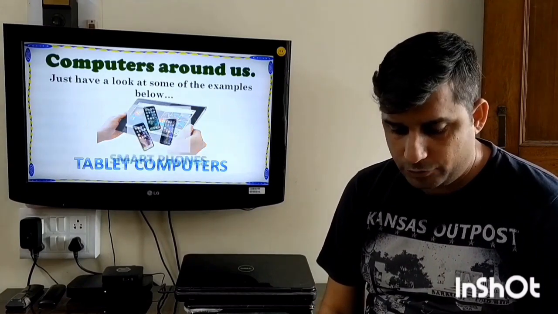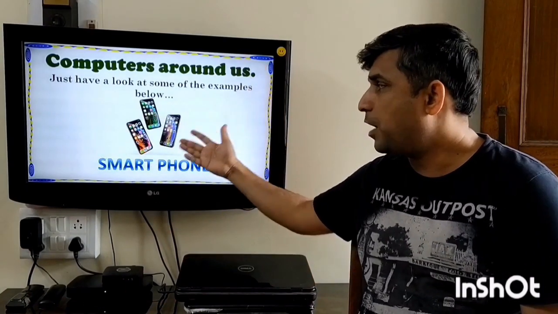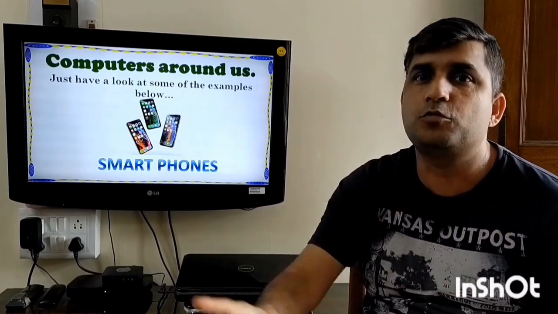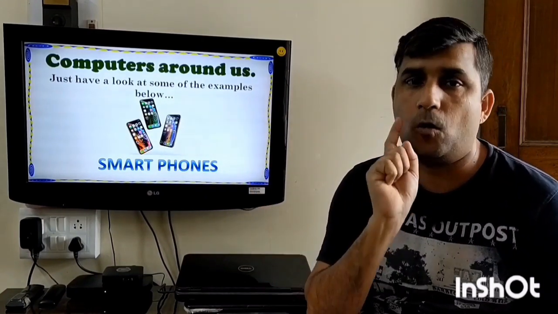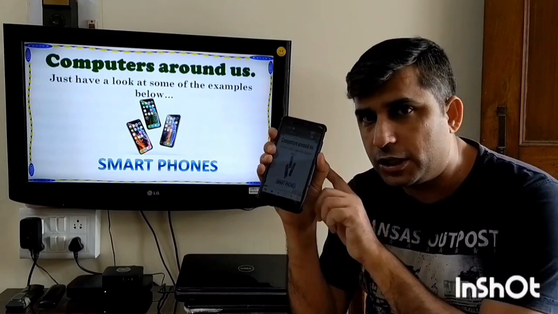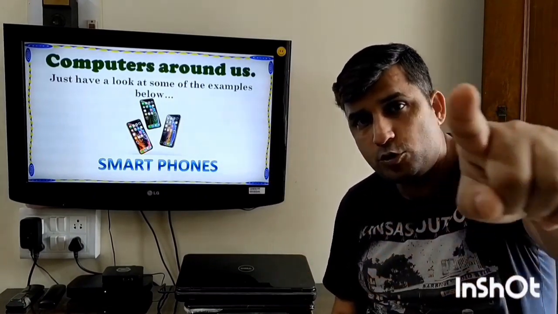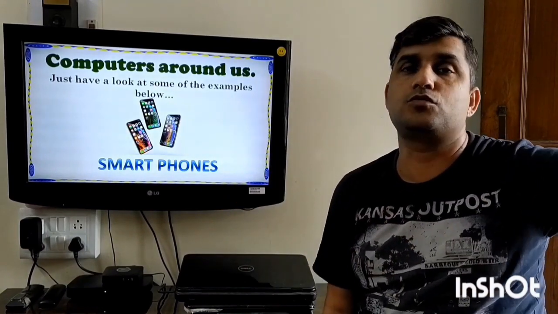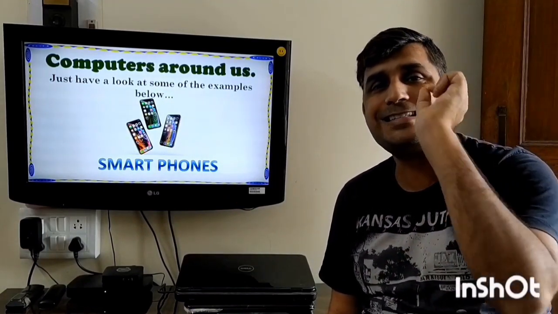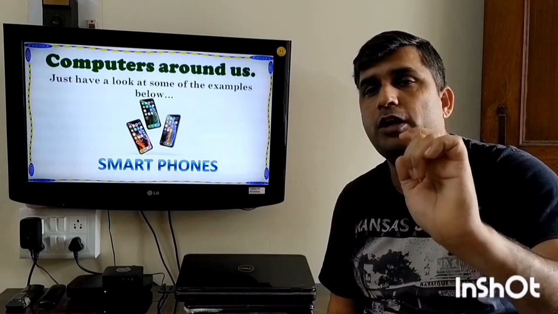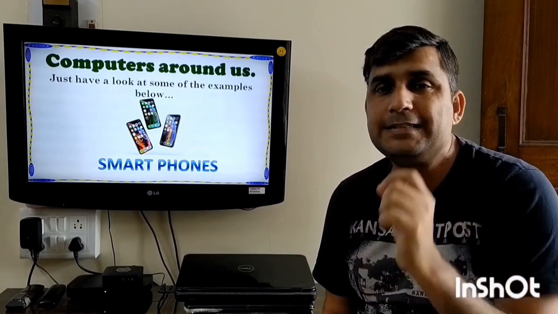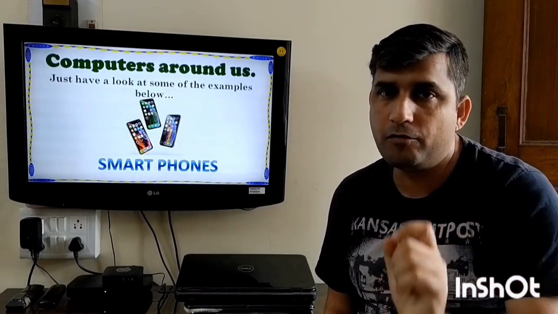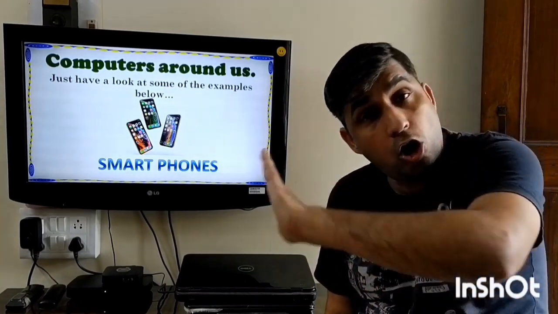The next thing on my screen, smartphones. Yes, all the smartphones that people use are also computers. The one that I'm using here is a smartphone. The one with which I'm recording the video is also a smartphone. All smartphones around us, they are known as smartphones. The very word smart means that they are basically computers which are doing the job of a telephone. They can do a lot of other things.